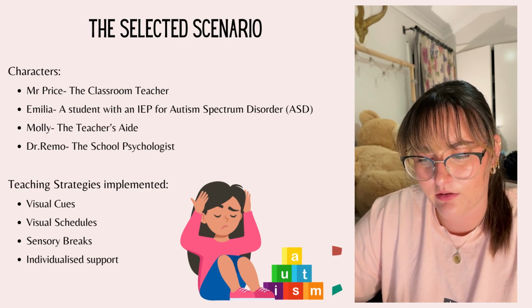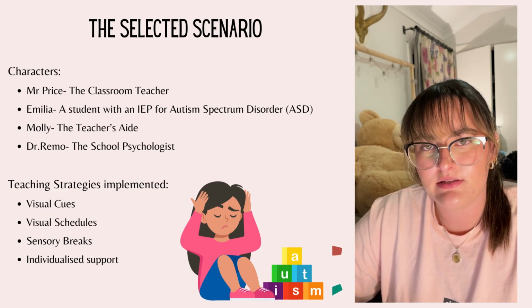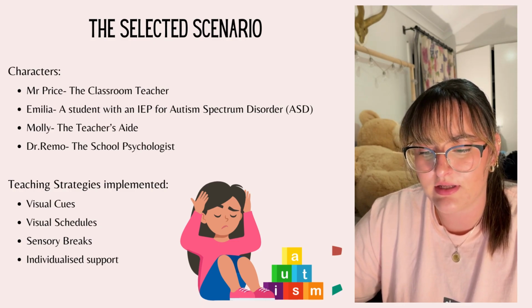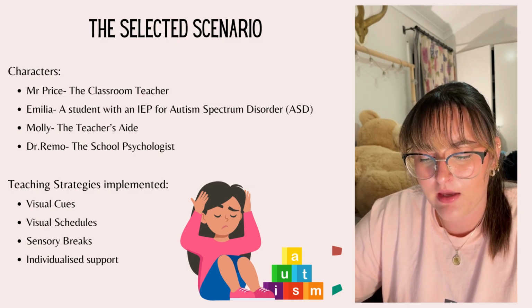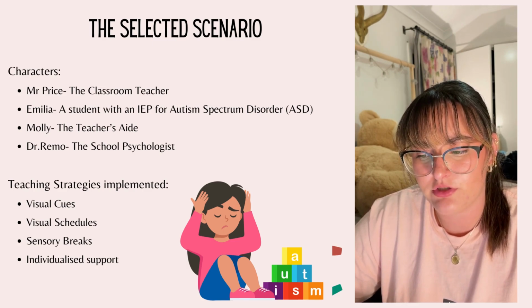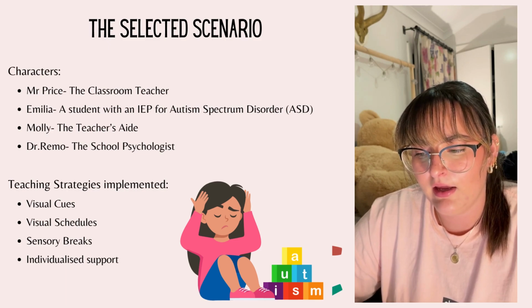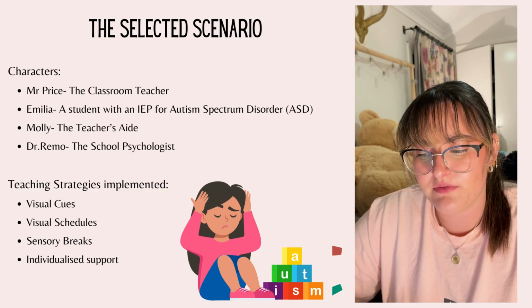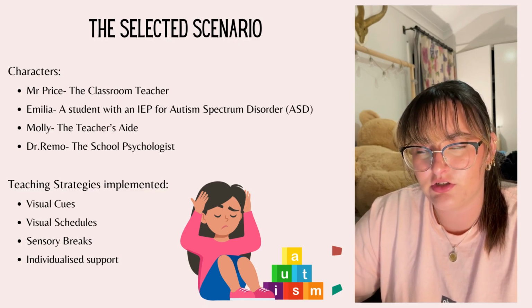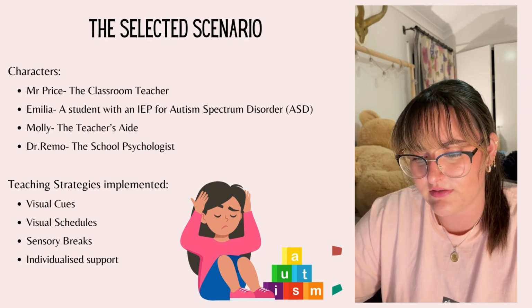Molly, the teacher aide, arrives early to set up Amelia's designated work area and ensures that the sensory tools and visual supports are readily available. When Amelia enters the classroom, she is given a visual schedule for the day, and Molly helps her navigate it. Providing this form of strategy helps Amelia understand the transitioning between activities and classes.